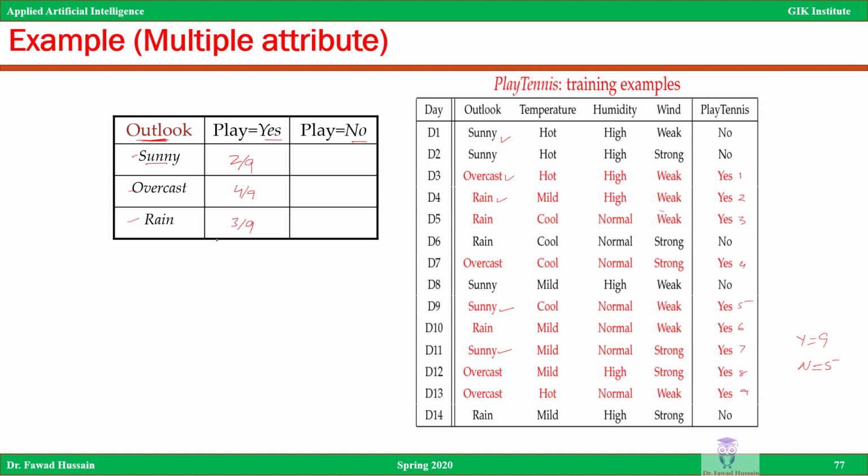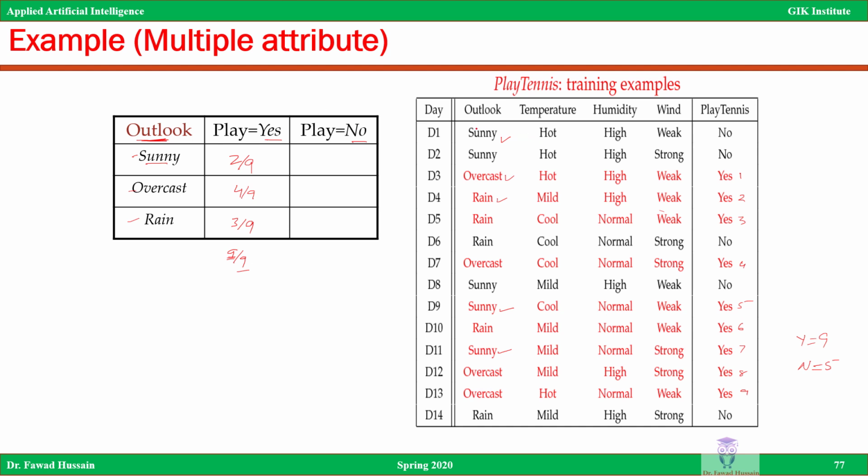A good way of checking whether you are doing this right is that outlook can either be sunny, overcast or rain. So 2 plus 4 is 6, plus 3 is 9. So this has to be equal to 9 by 9. Then you know that you have calculated these probabilities correctly and you didn't miss anything. You can do the same for the no.